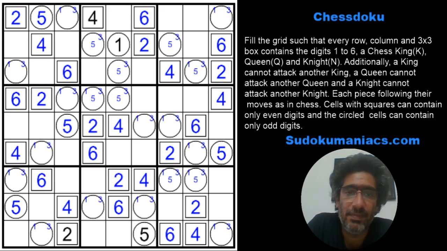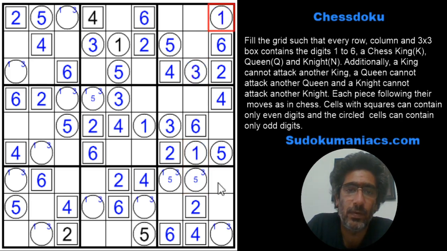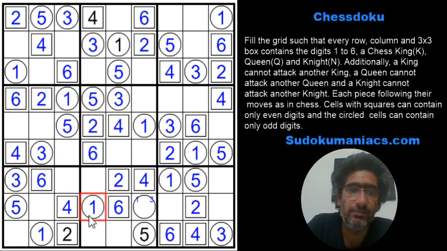So which basically means I cannot have a 5 here. So that pushes the 5 here. That's a 3, 5, 3, 1, 3, 1. This is gone. So that's a 3, 1, 3, 1, 3, 5, 1, 3, and a 1. So this is a 3, 1, 1, 3, 5.